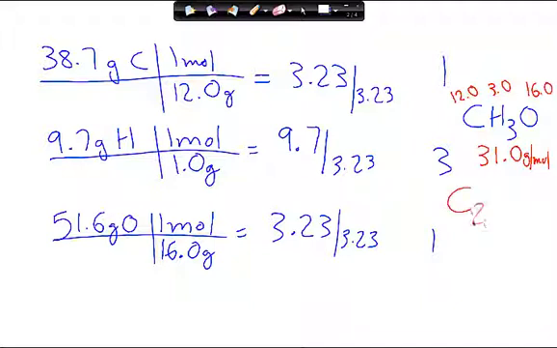So it's C2H6O2, and this is what ethylene glycol actually is.